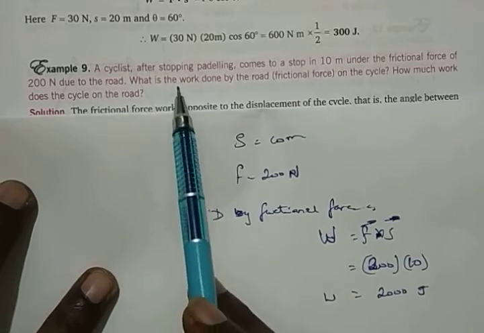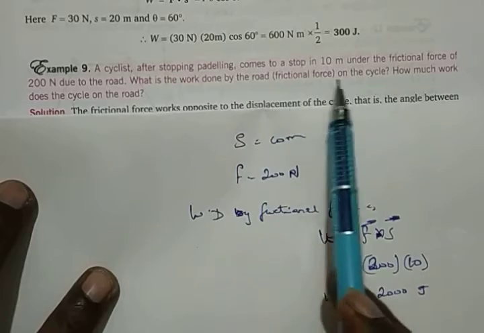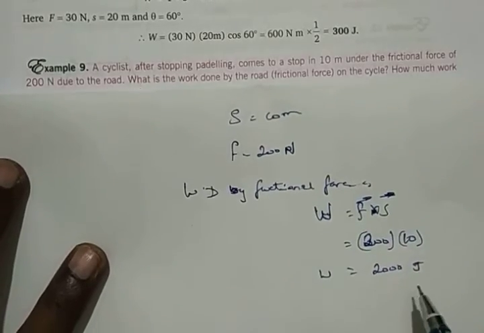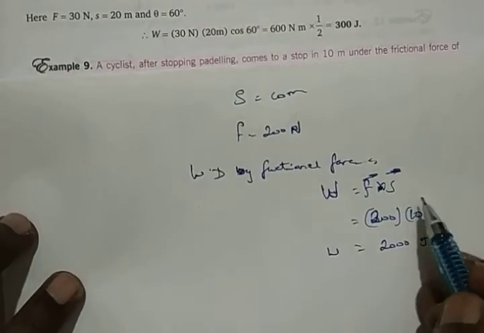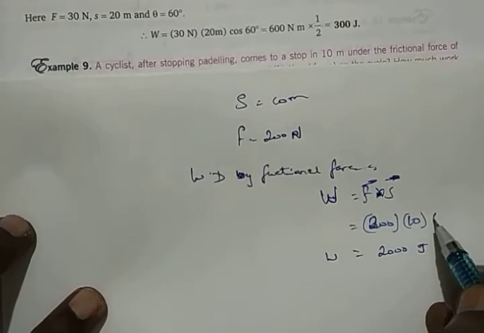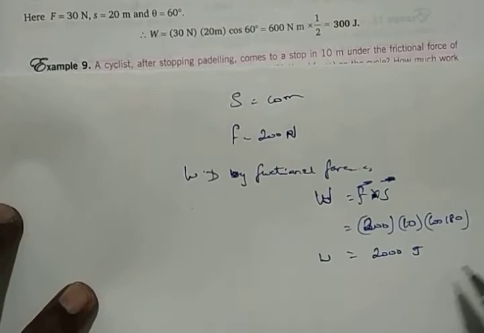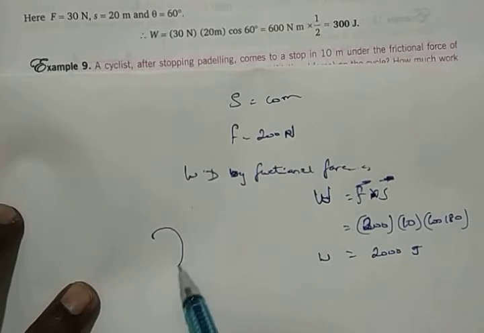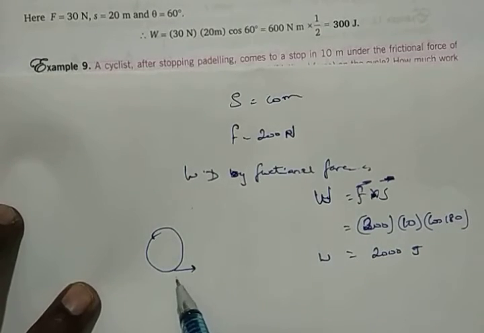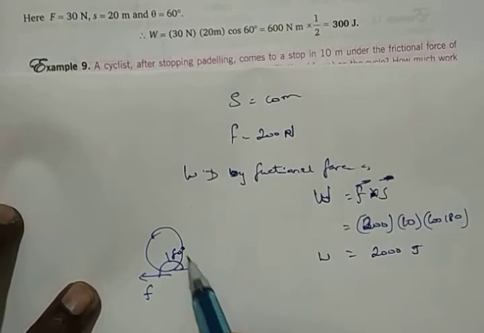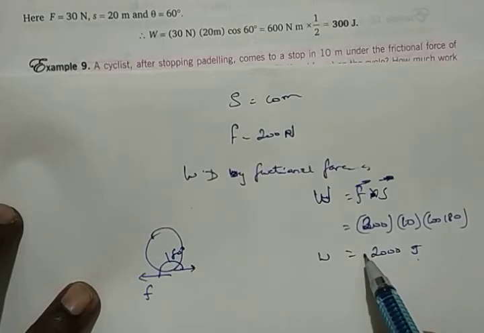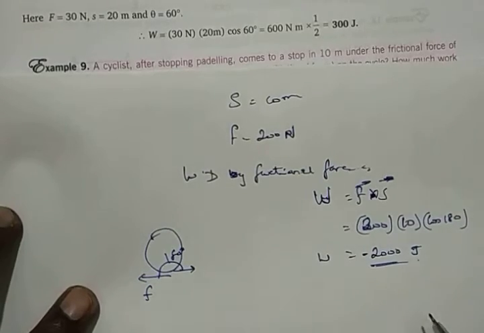What is the work done by the road on the cycle? By the road on the cycle means it is Fs cos 180, because the road is doing a work. It is pulling, and the cycle is going in this direction, but the frictional force is acting in this direction here. So there is 180 degrees. So you get here minus 2000, right?